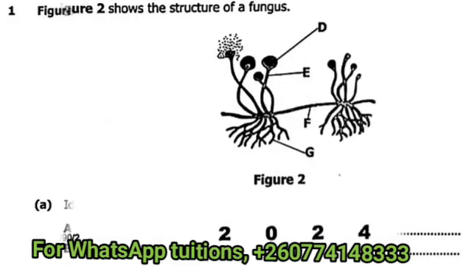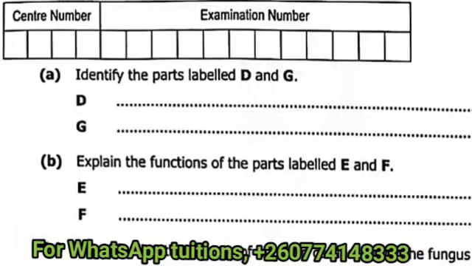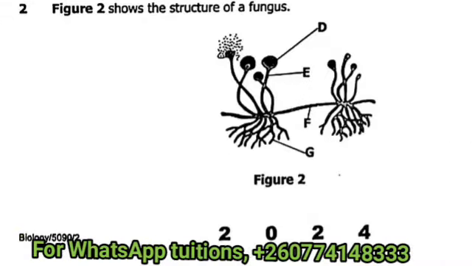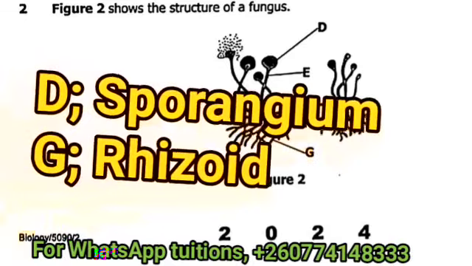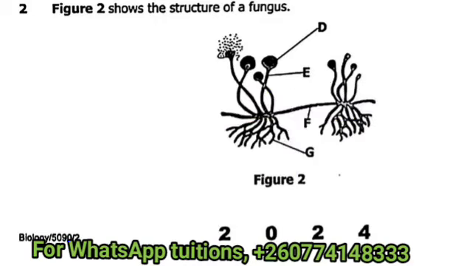Yes. So we have the next question. This question is on saprophytic nutrition. The question says, figure 2 shows the structure of a fungus, and we have the labels D, E, F, and G. They are saying identify the parts labeled D and G. D is sporangium. E is sporangiophore. And I can tell you F and G. F is stolon. G is rhizoid.